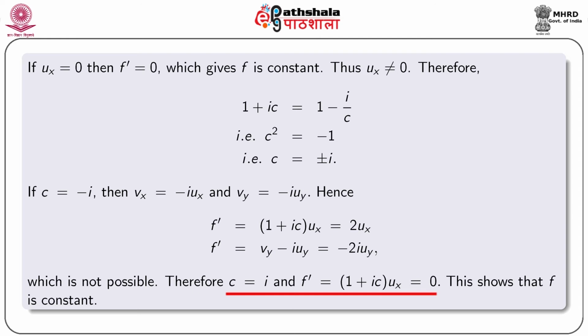hence C is equal to i, and we get f' equal to 1 plus i C into u_x, and this is equal to 0 because C is i. This shows that f is constant.